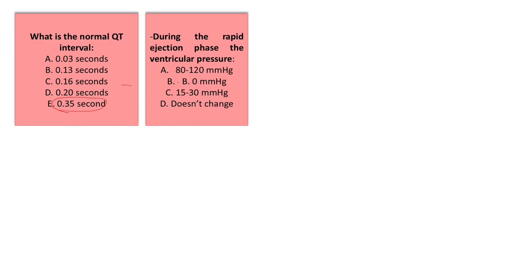The normal QT interval, that is 0.35 seconds. During the rapid ejection phase, the ventricular pressure is 80 to 120 millimeters of mercury.